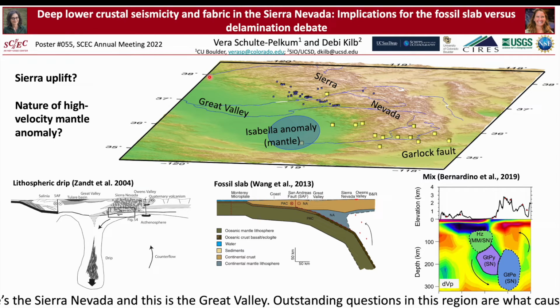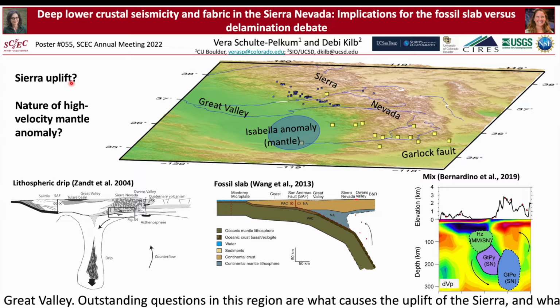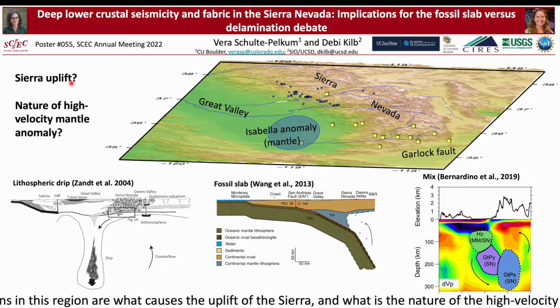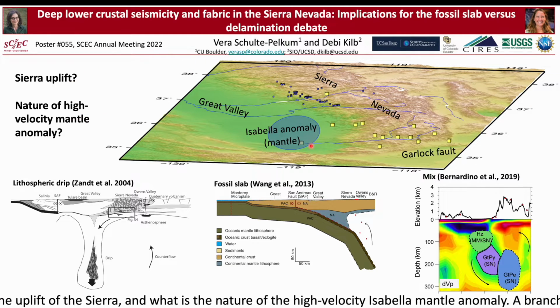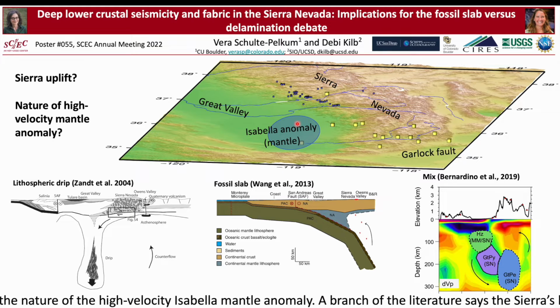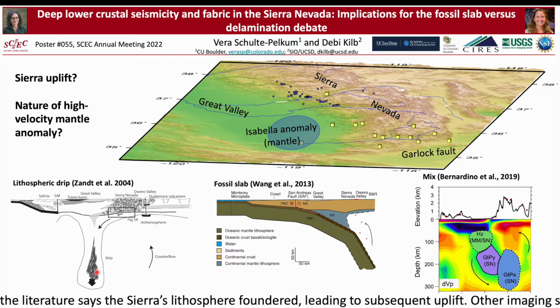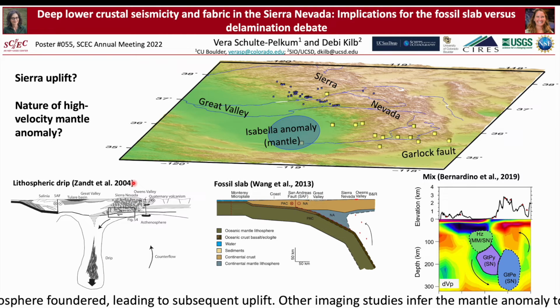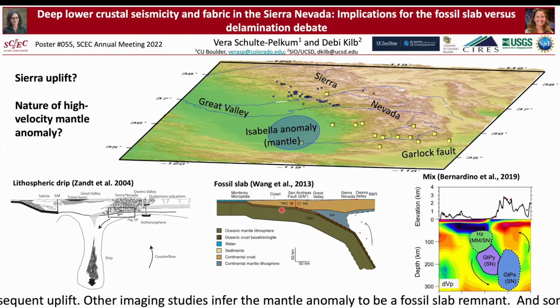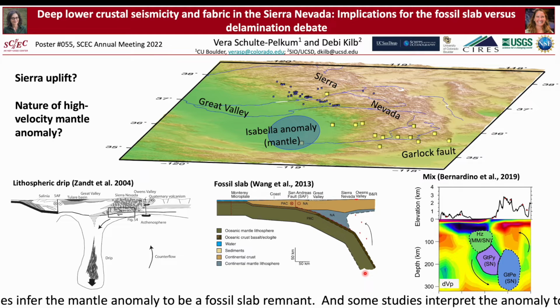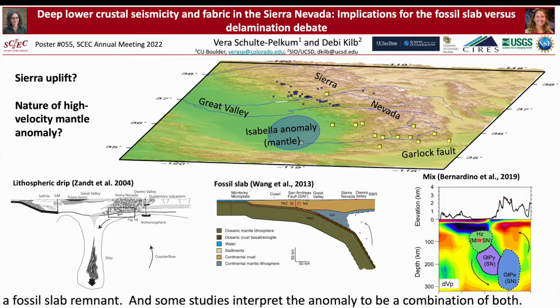Outstanding questions in these regions are what causes the uplift of the Sierra, and what is the nature of the high-velocity Isabella mantle anomaly. A branch of the literature says the Sierra's lithosphere foundered, leading to subsequent uplift. Other imaging studies infer the mantle anomaly to be a fossil slab remnant, and some studies interpret the anomaly to be a combination of both.